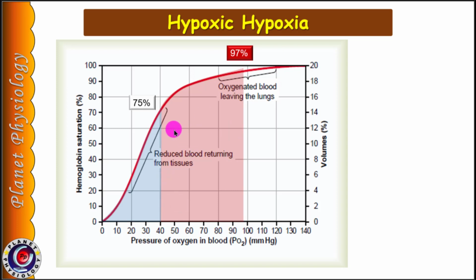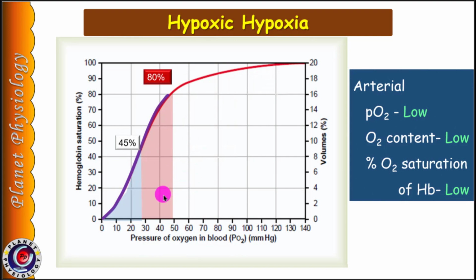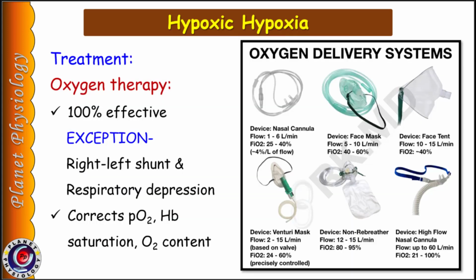This is represented by this pink area under the curve. Venous PO2 is 40 millimeters of mercury and hemoglobin saturation is 75%. Oxygen content is 15 ml per deciliter, represented by blue area. In hypoxic hypoxia, PO2, hemoglobin saturation as well as oxygen content are reduced as indicated by pink and blue areas in this curve. So because hypoxic hypoxia is caused due to low oxygen availability, oxygen therapy is very useful to treat it, except in case of right to left shunt and depression of the respiratory centers.